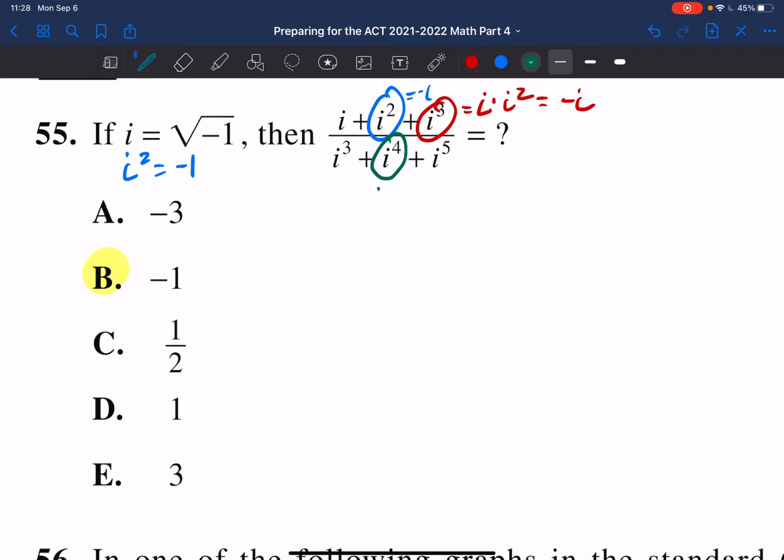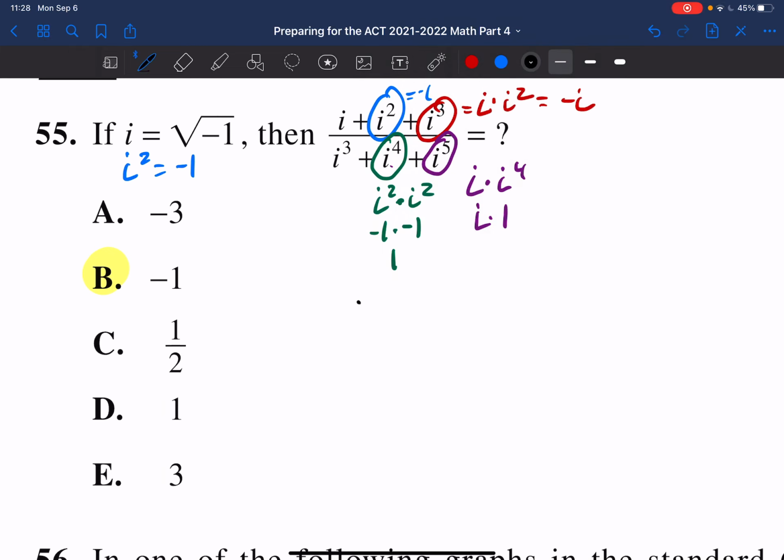i to the fourth, well, that's i squared times i squared, which is negative 1 times negative 1, which is 1. And then finally, i to the fifth, well, that's i times i to the fourth. But what did we just find right here in green? That i to the fourth is 1. So i to the fifth can be replaced with a 1.